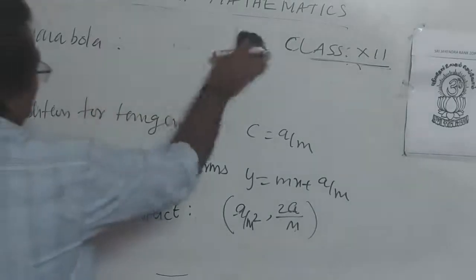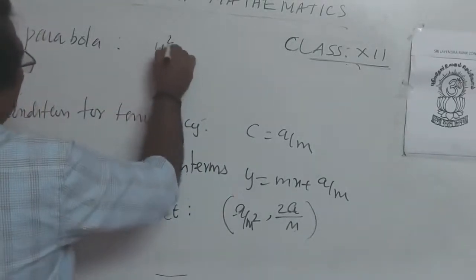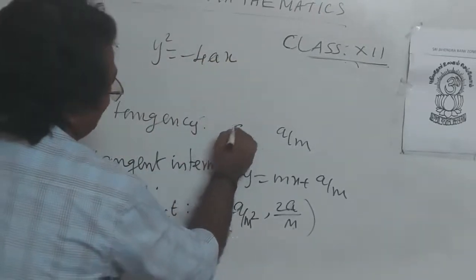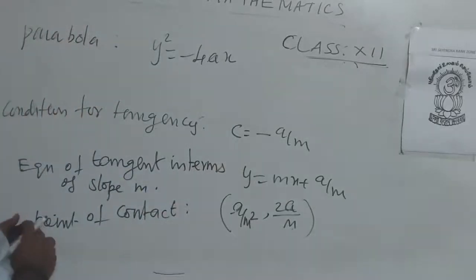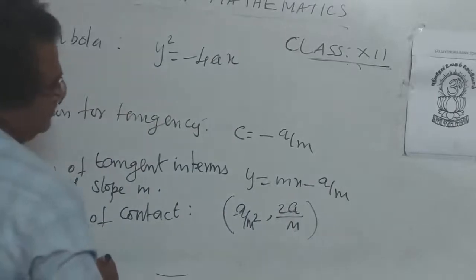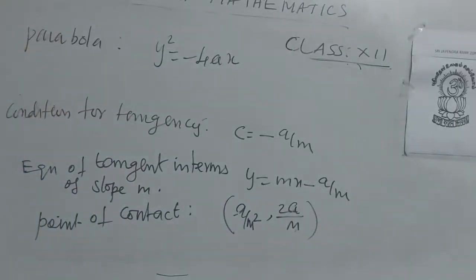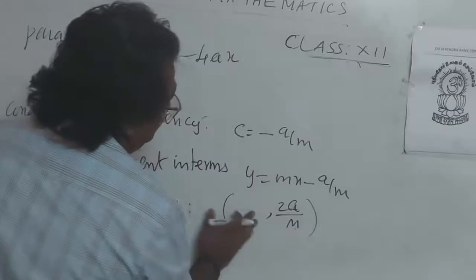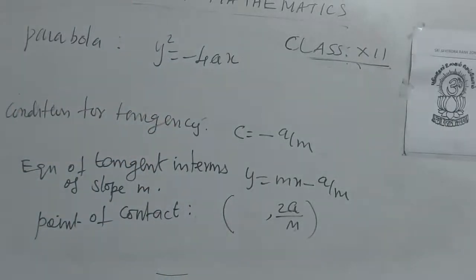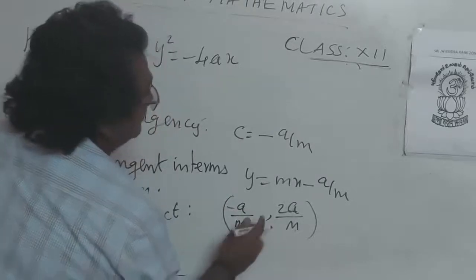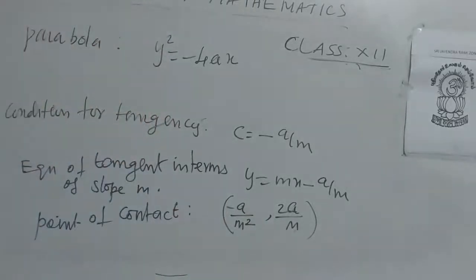So next concept, for y squared equal to minus 4ax, the condition is c equal to minus a by m. Equation of tangent y equal to mx minus a by m. Therefore the point of contact is minus a by m squared comma 2a by m.